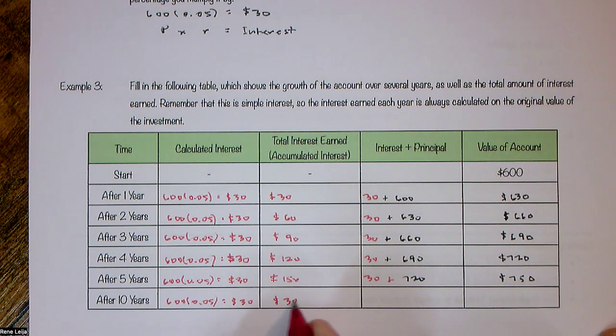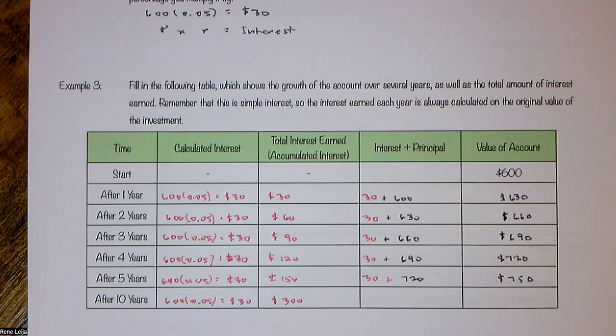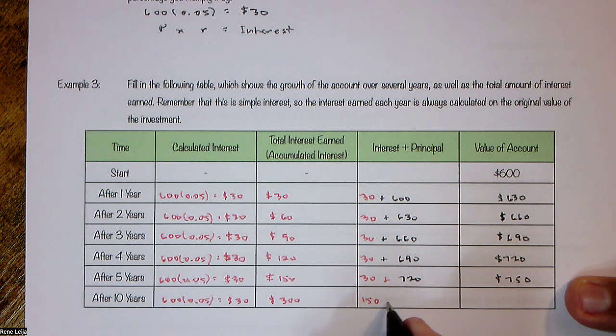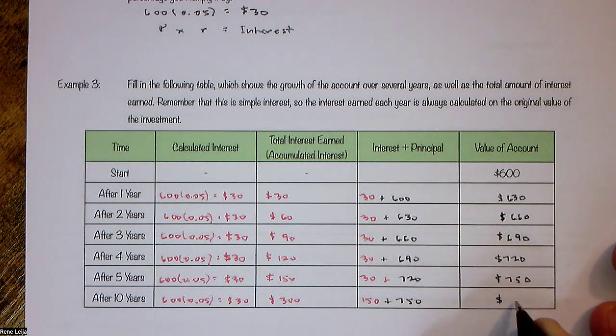So that means that's how much you have earned so far in your interest that's been accruing. Okay, now after 10 years, well, that's going to be 150 plus the 750 that we already had in there, and that's going to give us $900.